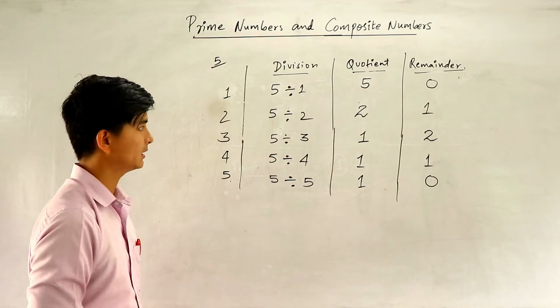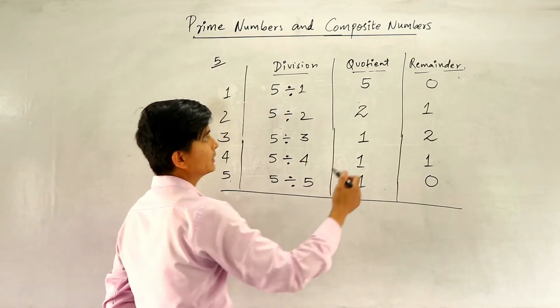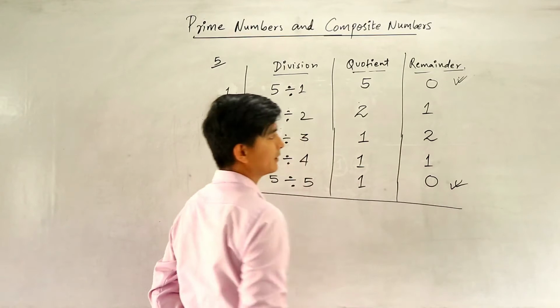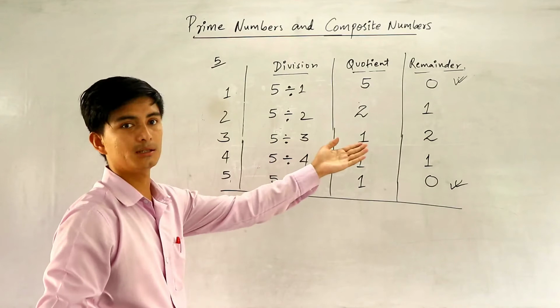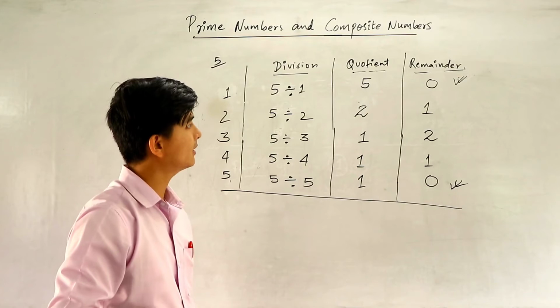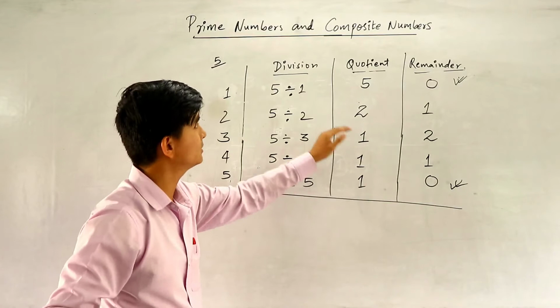So up to here, what we have got is remainder 0 here, and here also we have got remainder 0. If we divide 5 by 2, we are getting 1 as remainder. If we divide 5 by 3, we are getting 2 as remainder. If we divide 5 by 4, we are getting remainder 1. So from here you can say that 5 has only two factors, because 5 is divided exactly by these two numbers only.